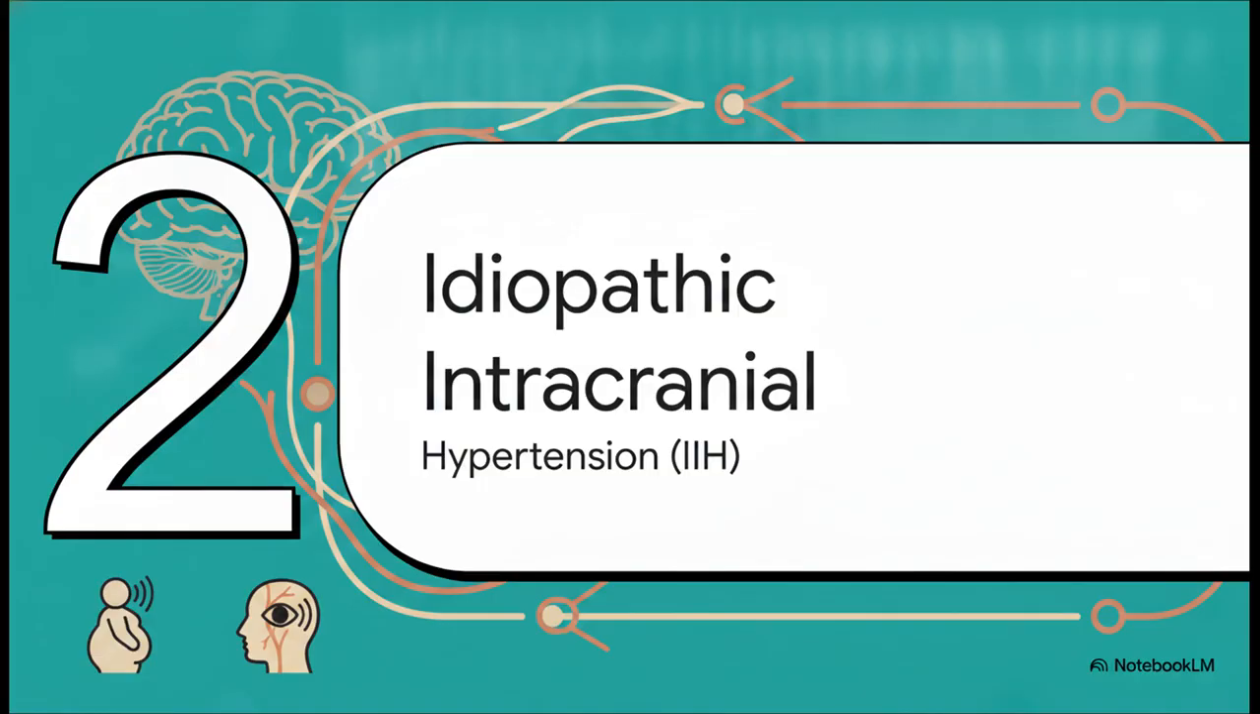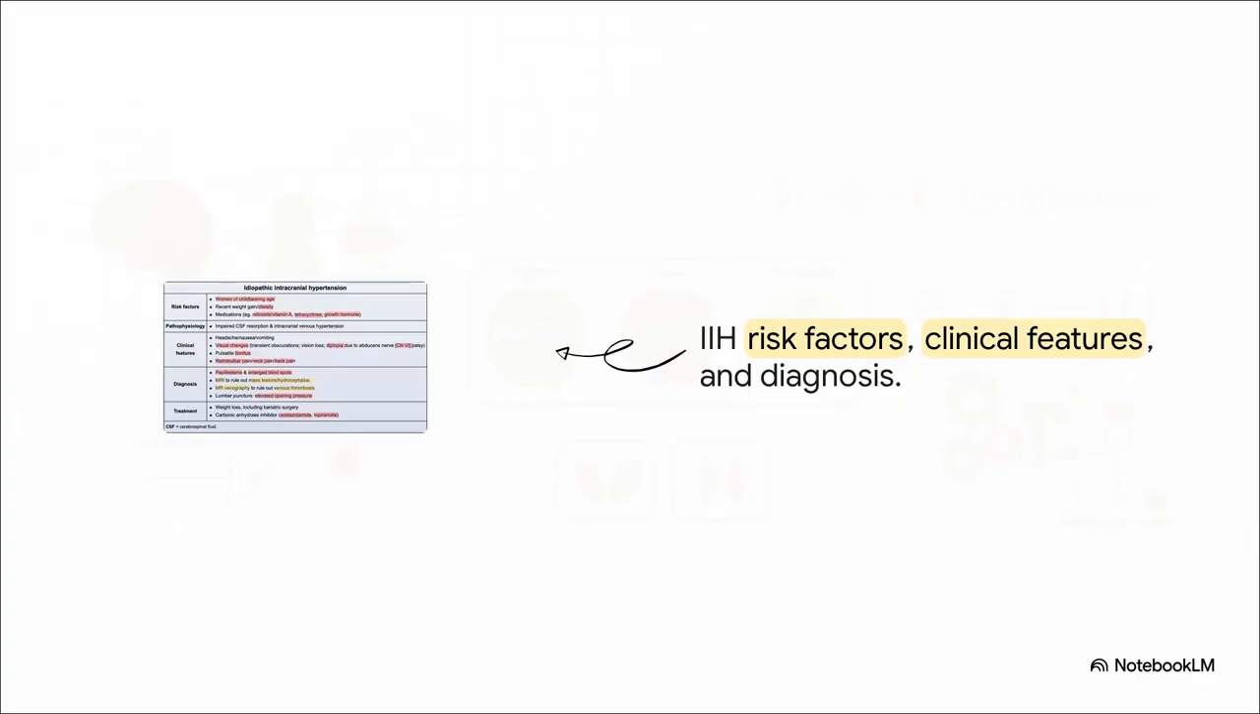Moving right along to Section 2, idiopathic intracranial hypertension, also known as pseudotumor cerebri. On test day, the classic patient demographic you're going to see is a woman of childbearing age who has obesity or recent weight gain. You've got to pay close attention to medication triggers here. The big culprits are retinoids, vitamin A, tetracyclines, and growth hormone.